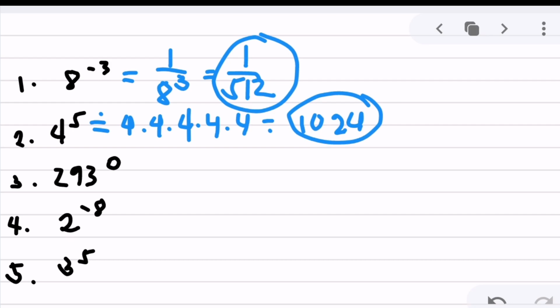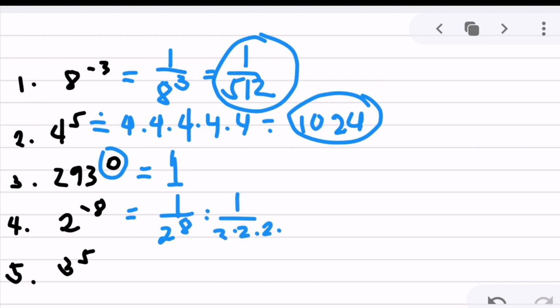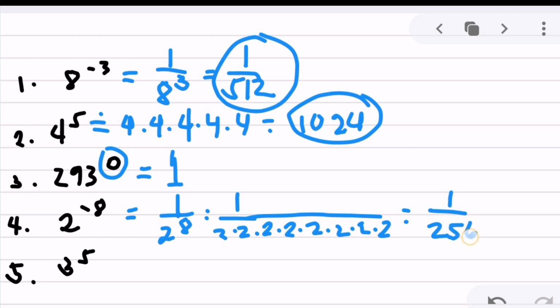For 293 raised to 0, since the power is equal to 0, technically this one is simply equal to 1. So any number raised to 0 is equal to 1. For 2 raised to negative 8, we will have 1 over 2 raised to positive 8, and 1 over 2 times 2 times 2 times 2 times 2 times 2 times 2 times 2 will give us 1 over 256. So this one is our final answer here.